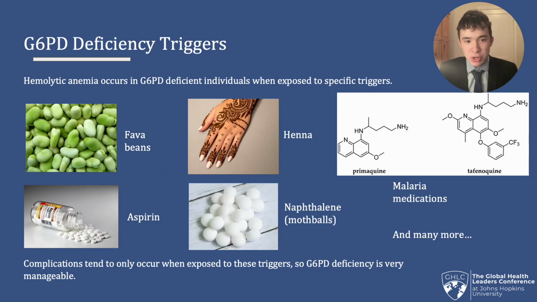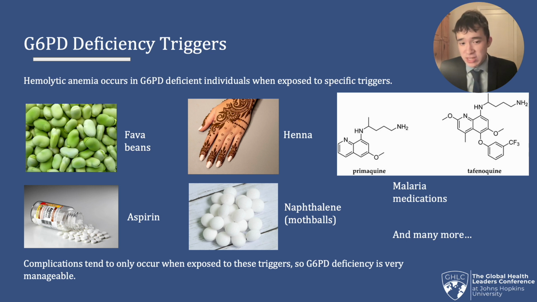So hemolytic anemia occurs in G6PD deficient individuals upon exposure to specific triggers. And this includes certain foods, medications, and substances. And the severity of the anemia varies by the individual. Some can tolerate small quantities of these substances while others cannot. Some examples of these triggers are fava beans, aspirin, henna, mothballs, which have the chemical naphthalene, and malaria medications, which will be the focus for today. And there are also many other triggers as well.